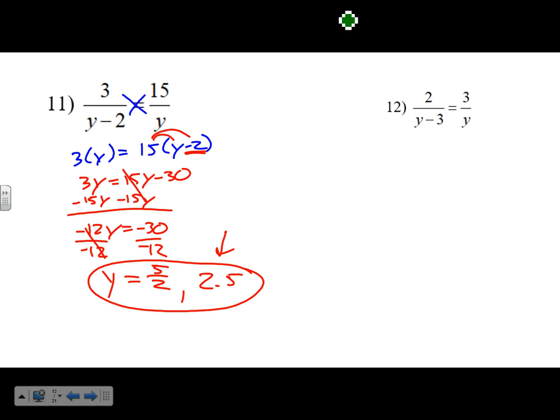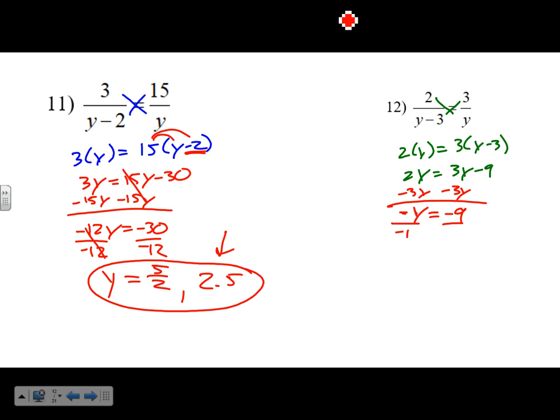And last one, we have 2 times y is equal to 3 times y minus 3. So that's 2y is equal to 3y minus 9. Subtract 3y. -y is equal to -9. Remember, that's not quite close enough. We have a negative here, so I have to divide each side by -1. A couple other ways to look at that one, but I think that's the easiest. We end up with y is equal to 9.